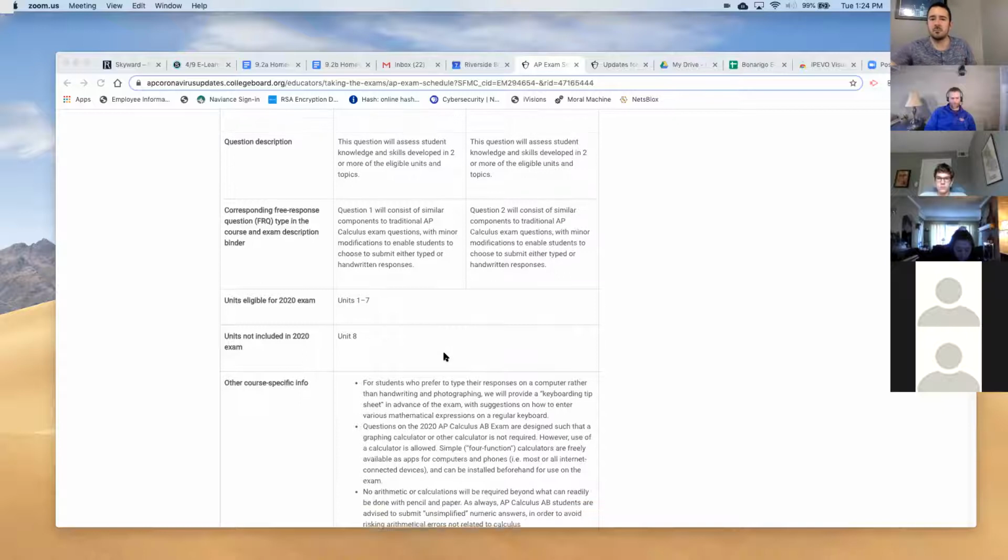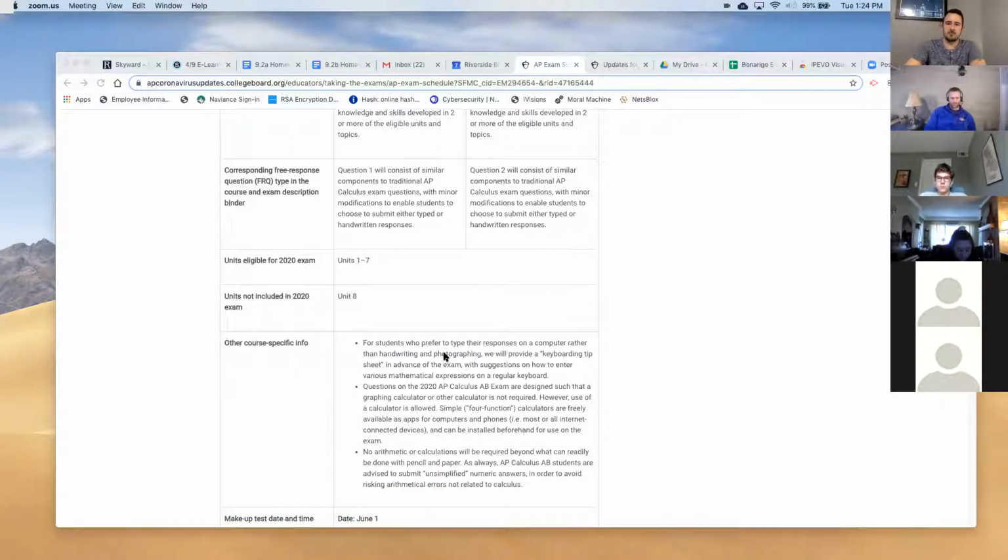So another couple things down here. It says for students who prefer to type their responses, I highly doubt anyone is going to be interested in typing their response for calculus. But then it says questions on the 2020 AP exam are designed such that a graphing calculator or other calculator is not required. So really the way that I look at it is we're looking at non-calculator questions, of course, because they're not going to require it. However, the use of a calculator is allowed, right? But you know, that's really not a concern.